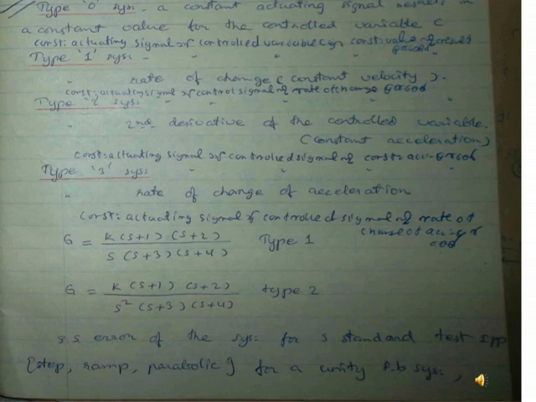So we can write down the equation for the type 1 system. A type 1 system is a constant velocity system. So the equation will be G equals K multiply S plus 1 multiply S plus 2 divided by S multiply S plus 3 multiply S plus 4. This is the type 1 system. And for the type 2 system with the constant acceleration, we can also write down the equation G equals K multiply S plus 1 multiply S plus 2 divided by S square multiply S plus 3 multiply S plus 4. This is the type 2 system.